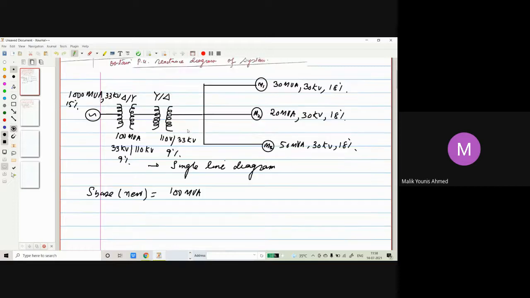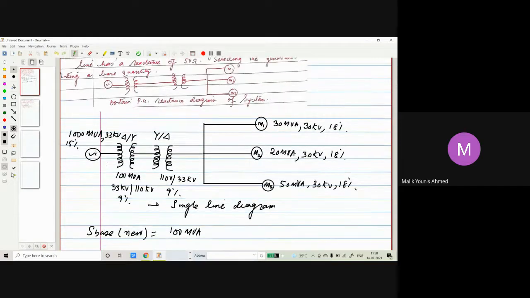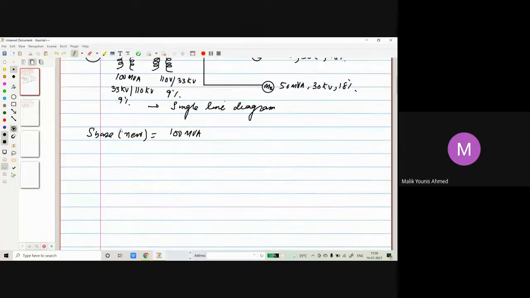Correct it here only. It is 100, not 1000. In the data maybe there is a mistake. It is 100 only, 100 MVA. Okay, 100 MVA is the new base generator ratings we have to use, and V base new is 33 kV. So whatever is given in the question, we are using the same thing.